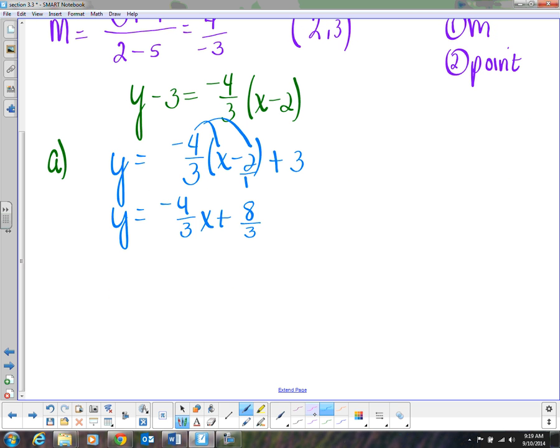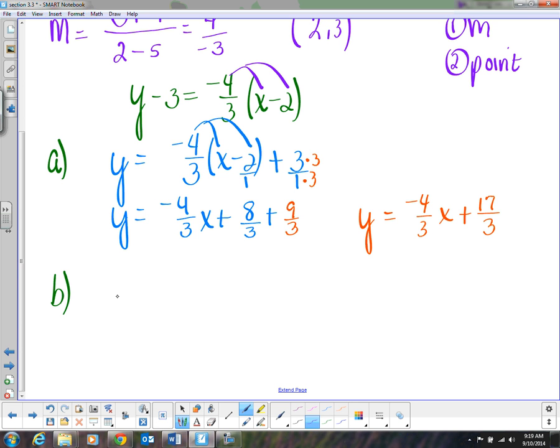So now, for part B, plus 3 over 1. What is its common denominator? Alright, so this is going to be y equals negative 4/3 x what? So now we're going to go back to here, we're going to distribute again, so I have y minus 3 equals negative 4/3 x plus 8/3.